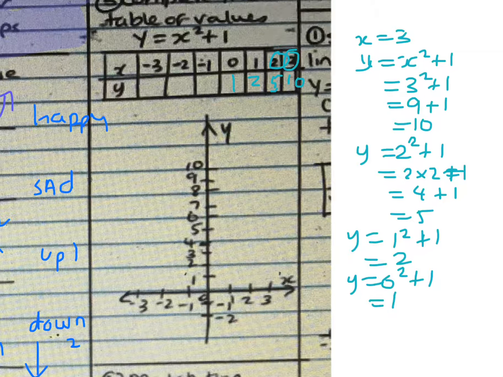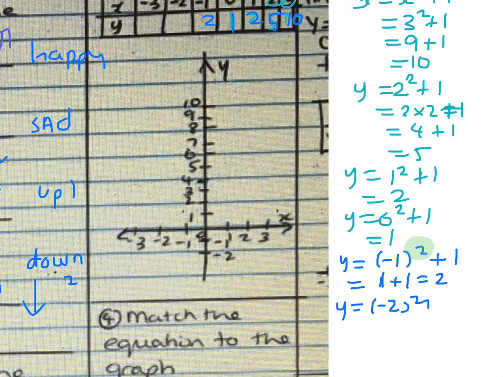Now, the other ones on the other side are exactly the same. So it's 1, 2, 5, and 10. I'll just put it in so that you can see it. When you put in the minus 1, you need a bracket around it. And you need the square on the outside so it squares the negative. Minus 1 squared is 1, plus 1 will give you 2.